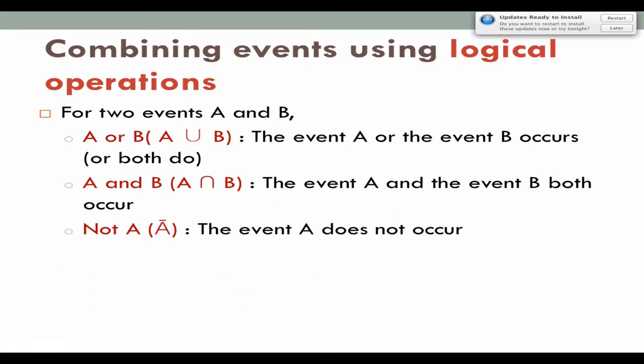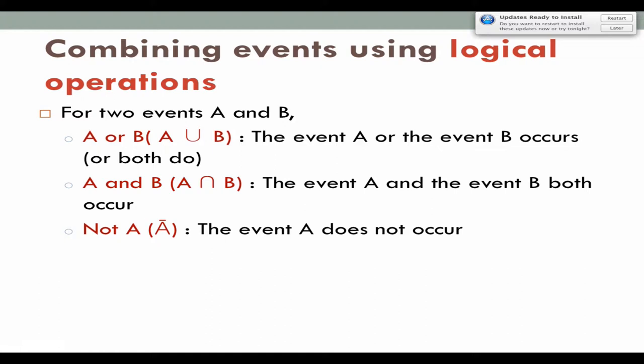Here are some logic operations for events. Here we have 2 events, A and B. The first operation is A or B. We call it A union B. So mathematically, we write it A union B. That means event A or event B occurs, or both do. Either one occurring is okay.